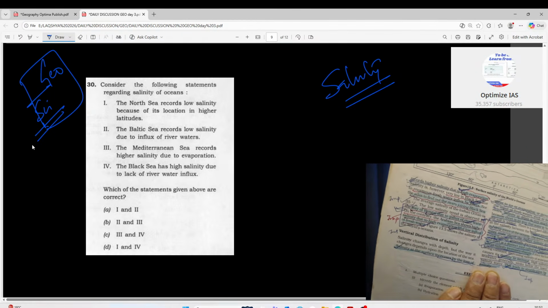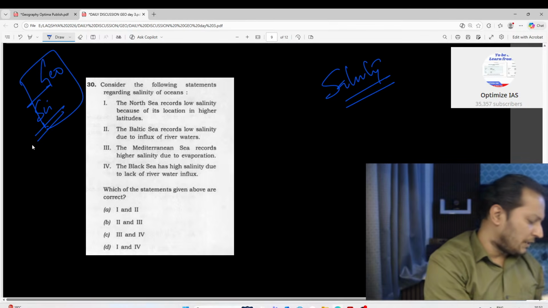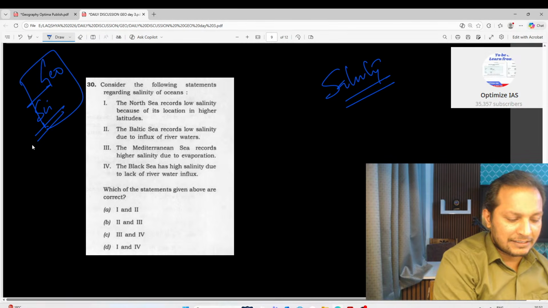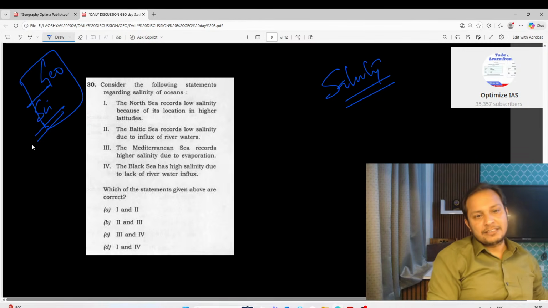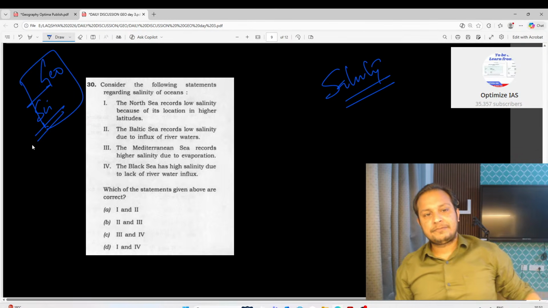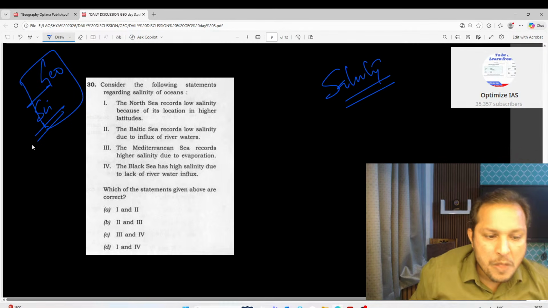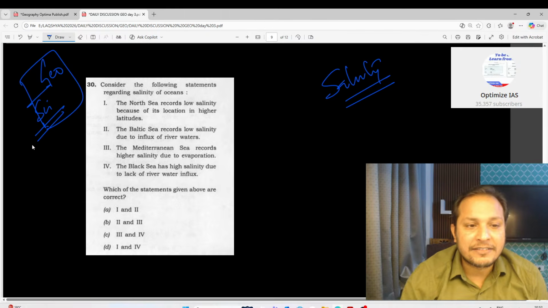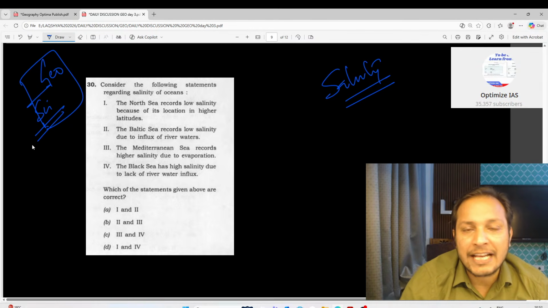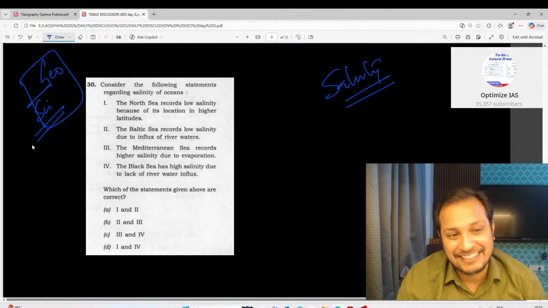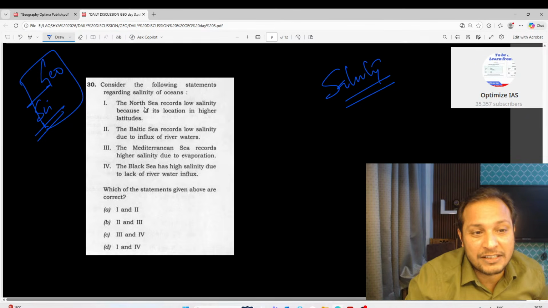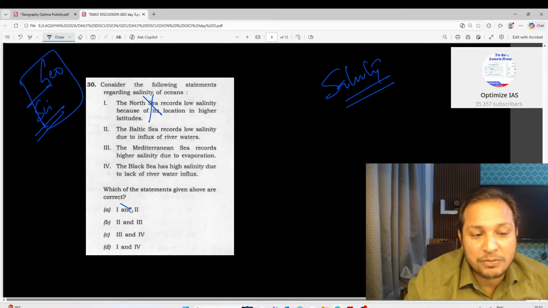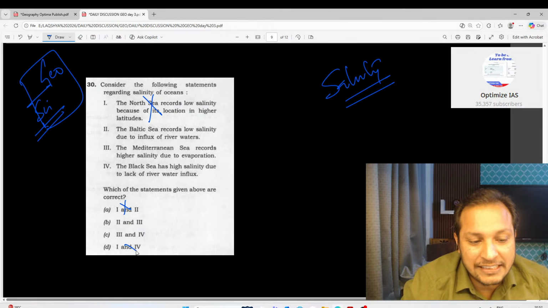What is the answer of this question, guys? North Sea has low salinity or high salinity? North Sea has high salinity, not low. So the first statement is incorrect. So option A is not correct, and option D is also not correct.